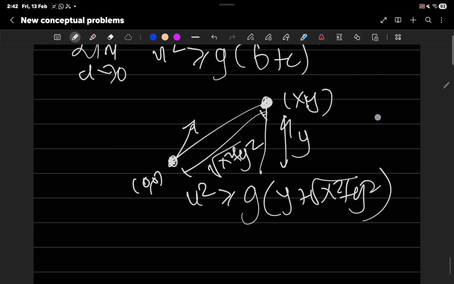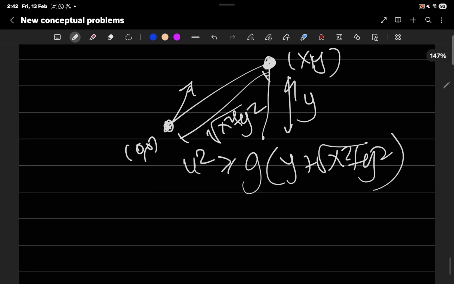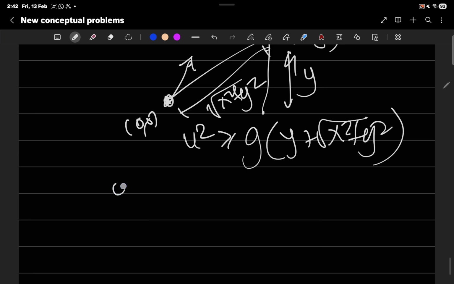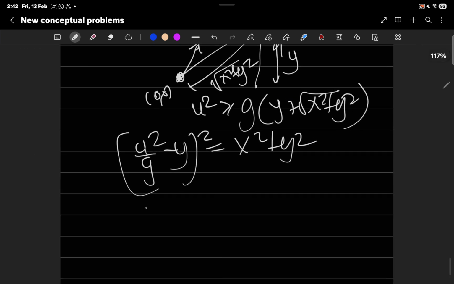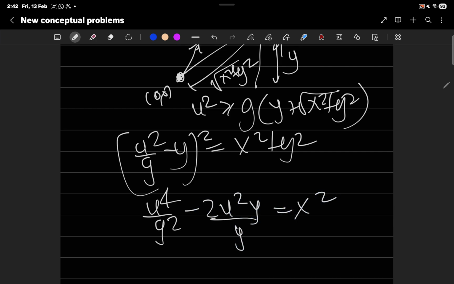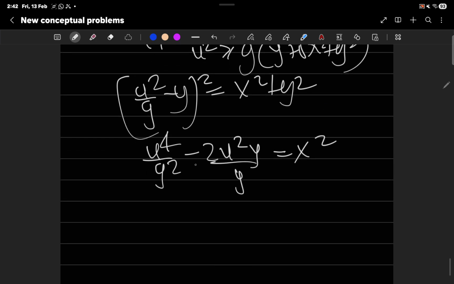And this is the equation of the safety parabola. I know it seems a little weird like this, but when you arrange it, we get u square by g minus y is equal to root of x square plus y square. Squaring, y square gets cancelled, and we get u to the fourth by g square minus 2 u square y by g is equal to x square. Then we again rearrange it in terms of y.